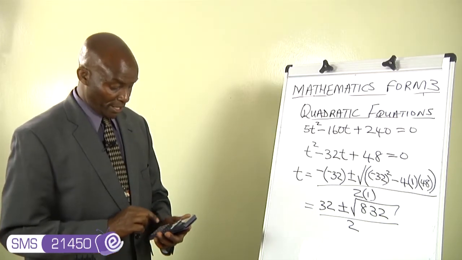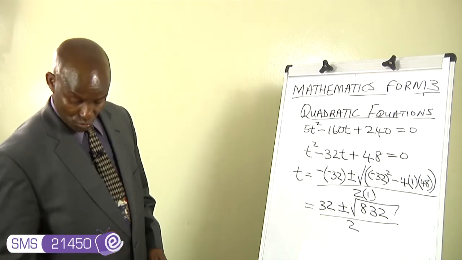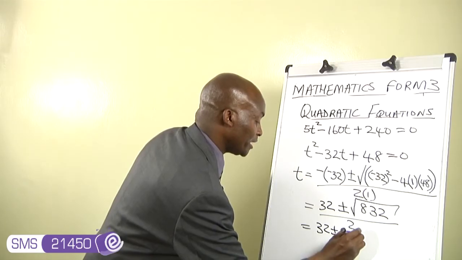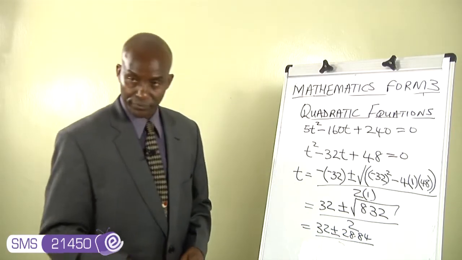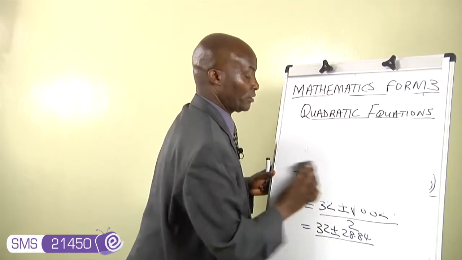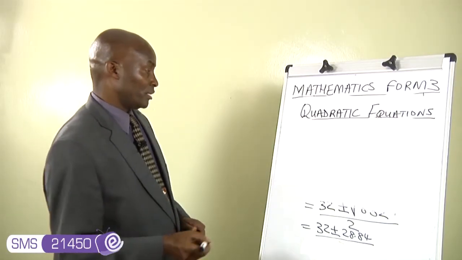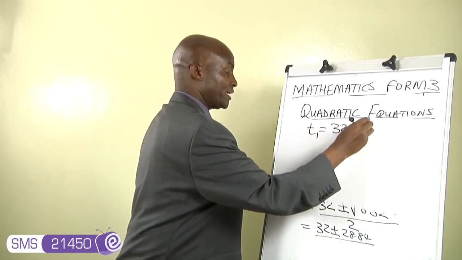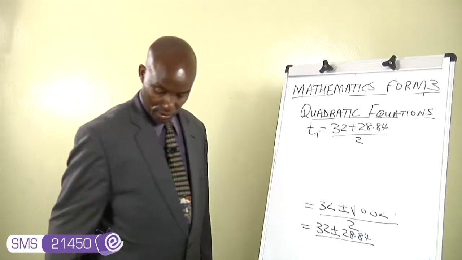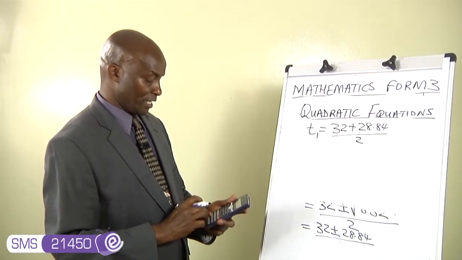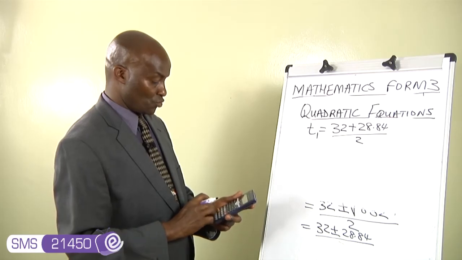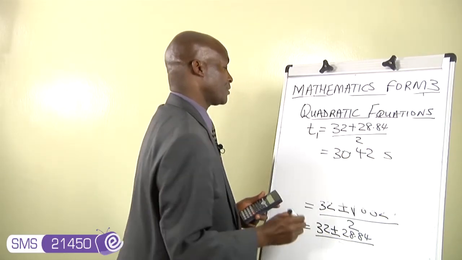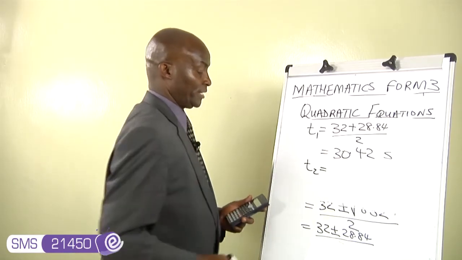So the square root of 832 should give you 28.84. So this will be equal to 32 plus or minus 28.84 divided by 2. So we have one value of time will be 32 plus 28.84 divided by 2, which brings us to 30.42 seconds. The other value of time will be when we say minus.